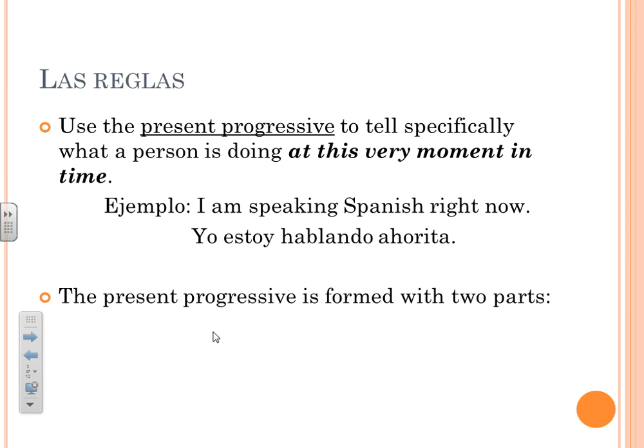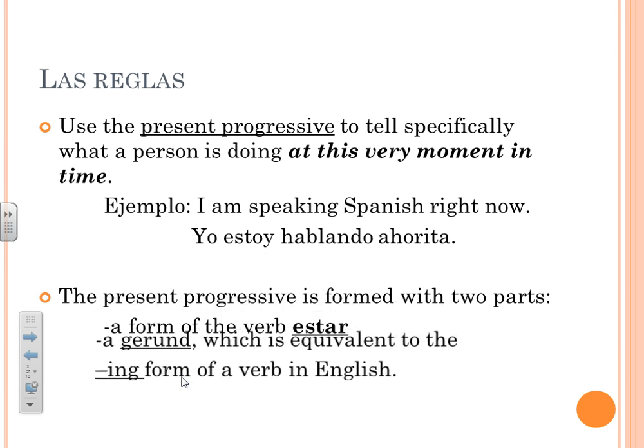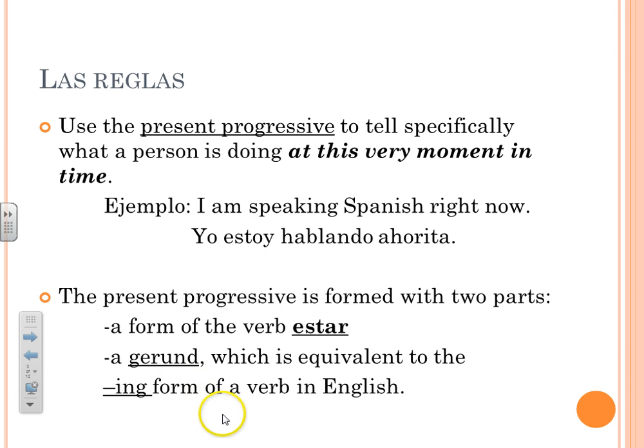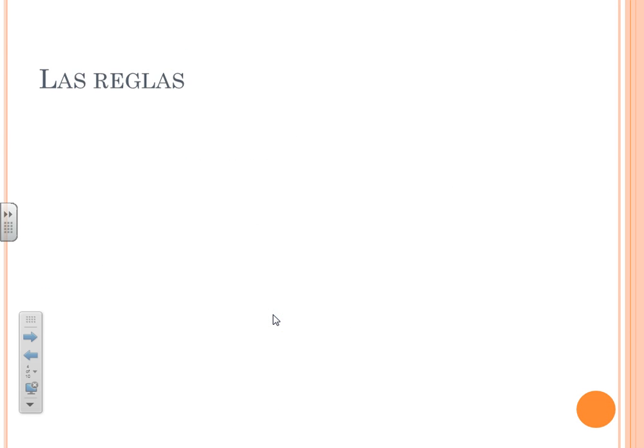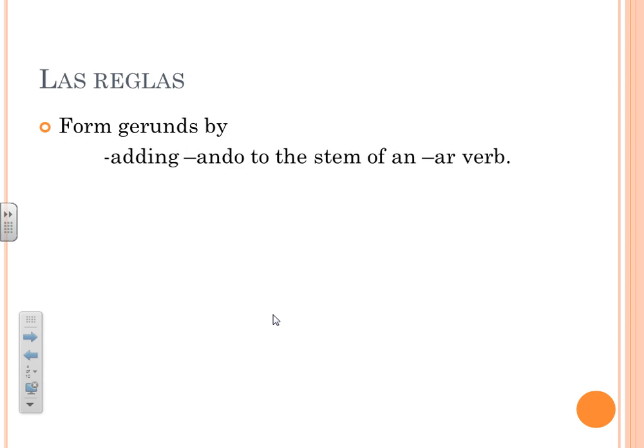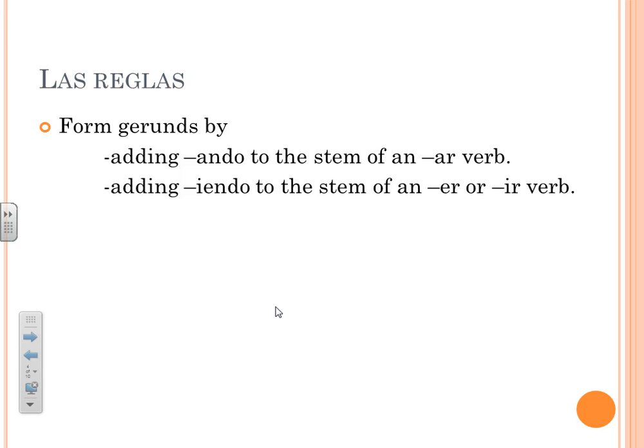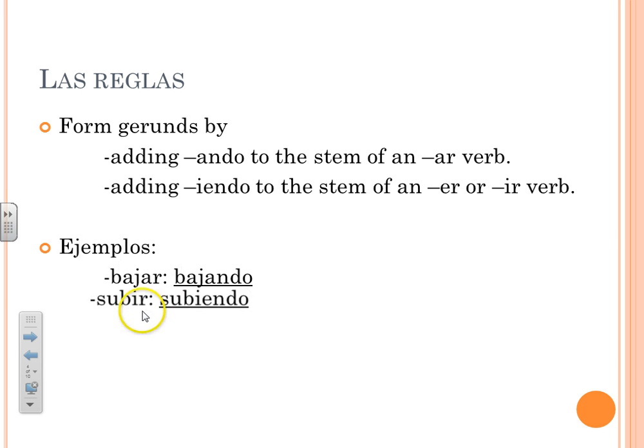The present progressive is formed with two parts. A form of the verb estar and a gerund, which is the equivalent to the ing form of a verb in English. We already said that. Okay, más reglas. We're going to form gerunds by adding ando to the stem of an AR verb and adding iendo to the stem of an ER or an IR verb. Ejemplos. Bajar, we drop the AR and add ando, becomes bajando. Subir, drop the IR and it becomes subiendo.